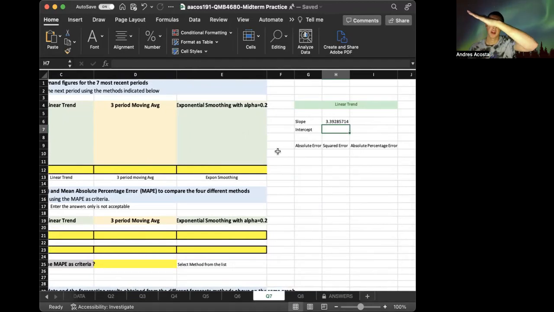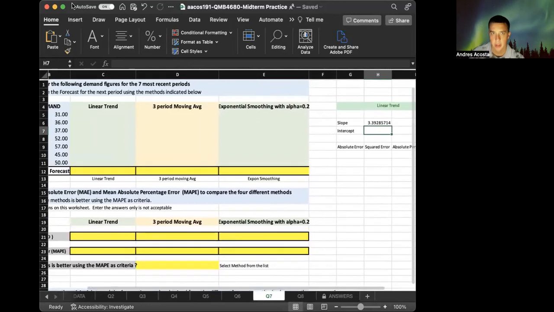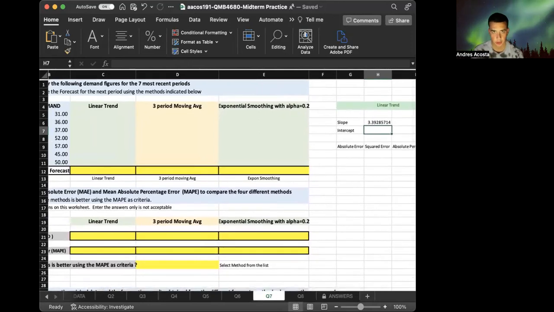Our slope is how the line is on the graph, at what rate it's going. So it's going at a 3.39 slope. Now, to find our intercept.